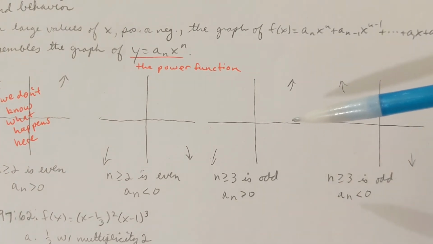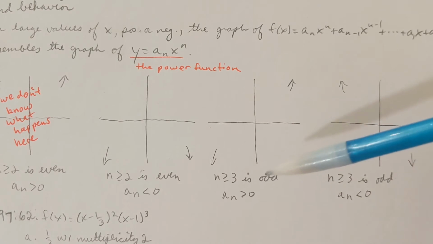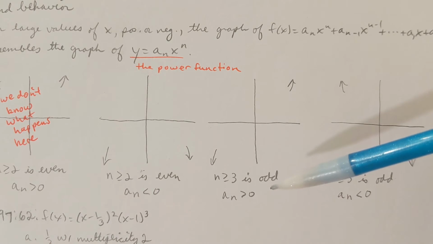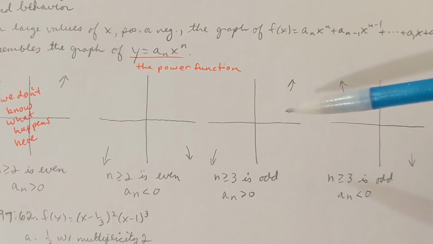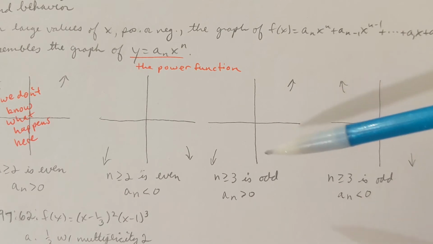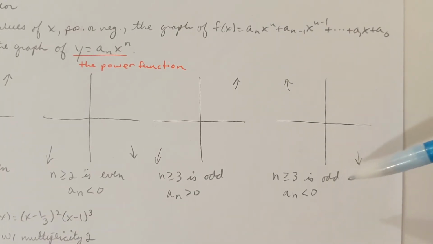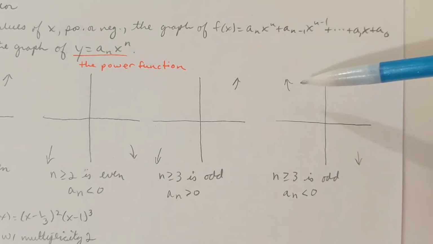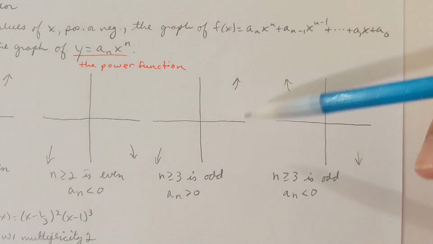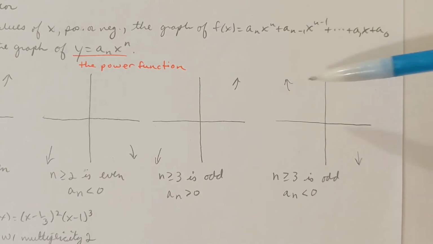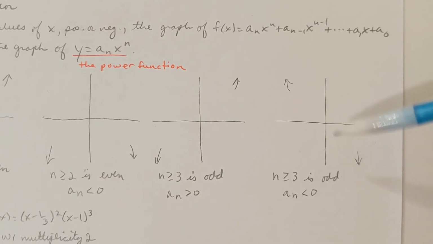If n is greater than or equal to 3, and that's an odd number, and a sub n is positive, then the graph is going to resemble y equals x cubed. Okay, where you're going to be heading down in quadrant 3 and up in quadrant 1. And if n is greater than or equal to 3, and that's odd, and a sub n is negative, then you're going to be in quadrant 2 and in quadrant 4. Okay, think a reflection about x, okay, to get this graph right here.